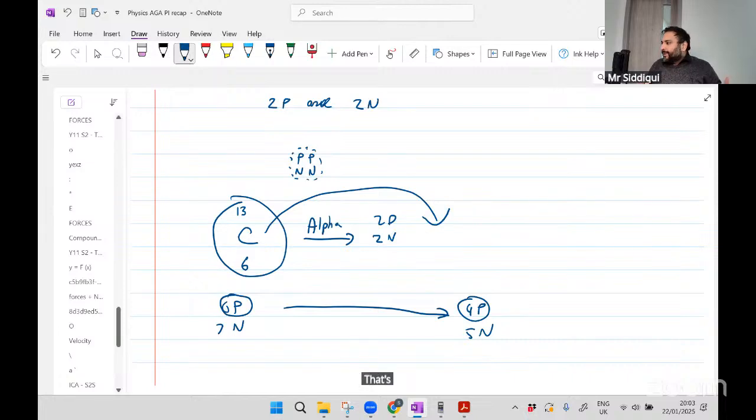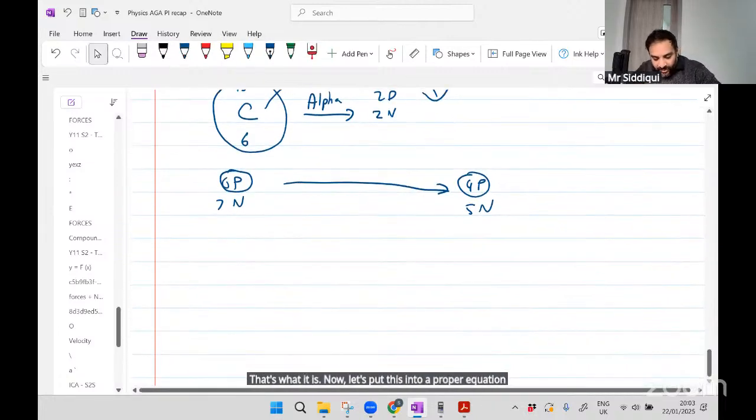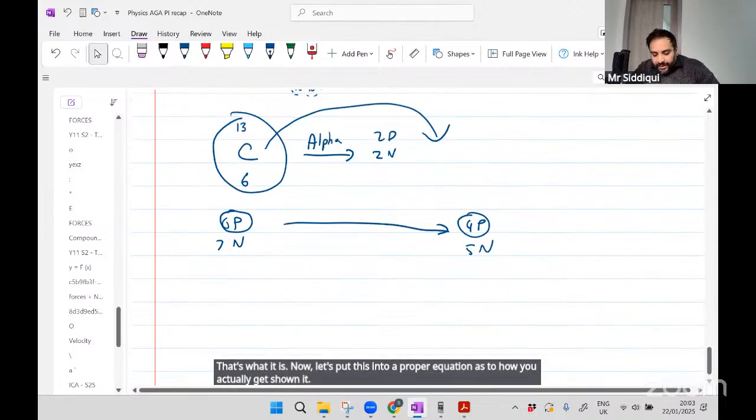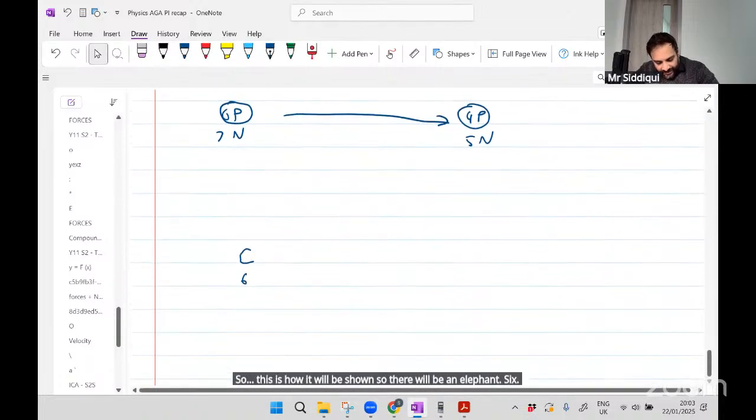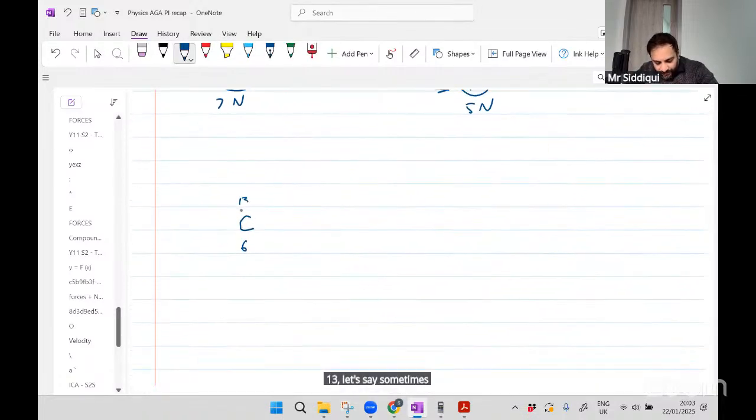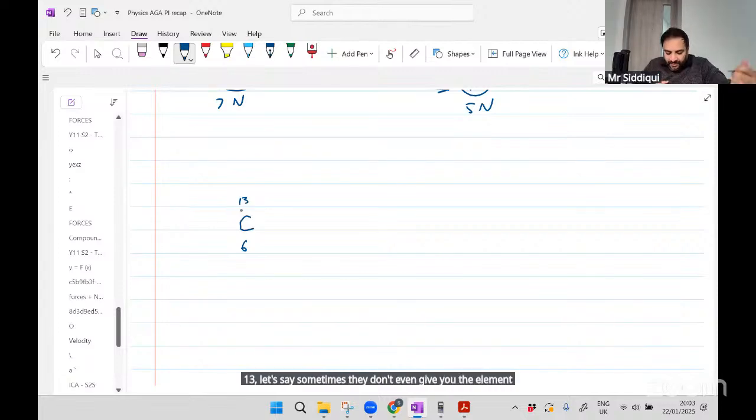Now let's put this into a proper equation as to how you actually get shown it. So this is how it will be shown. There will be an element, 6, 13, let's say. Sometimes they don't even give you the element, but yeah.